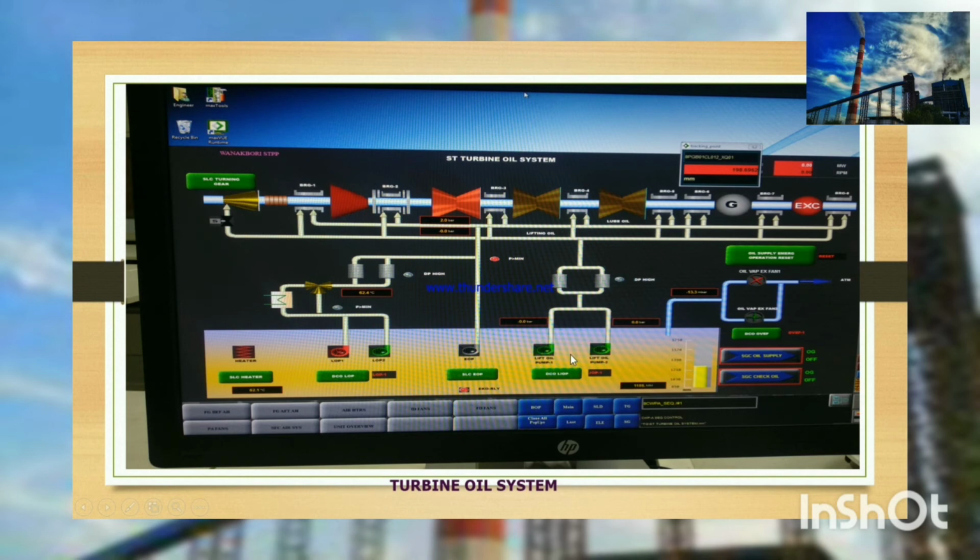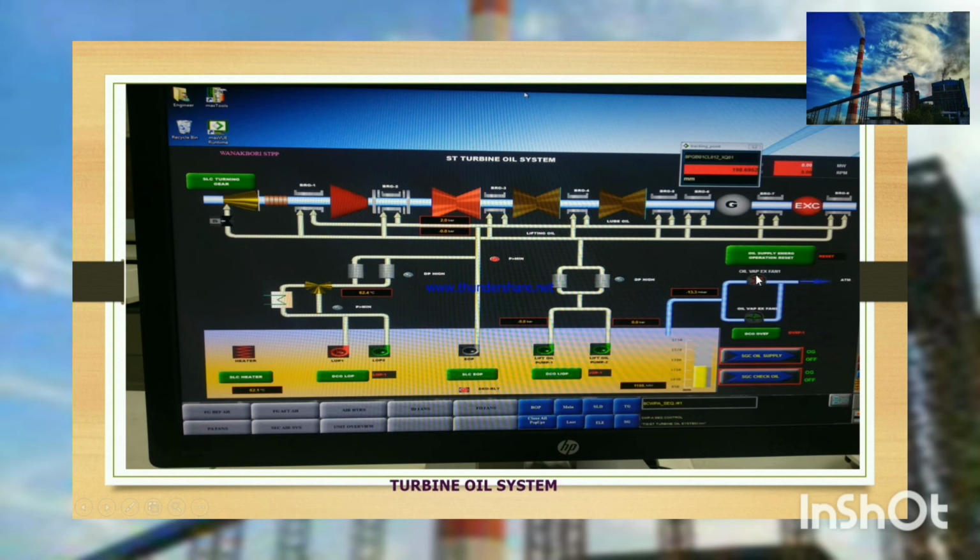Going to the jacking oil system, there are two pumps. One is alternating current type and another one is direct current type. The oil pumped by these pumps passes through a duplex filter where foreign materials and dirt particles are removed. Then it is applied to each of the 8 bearings and the hydraulic motor.